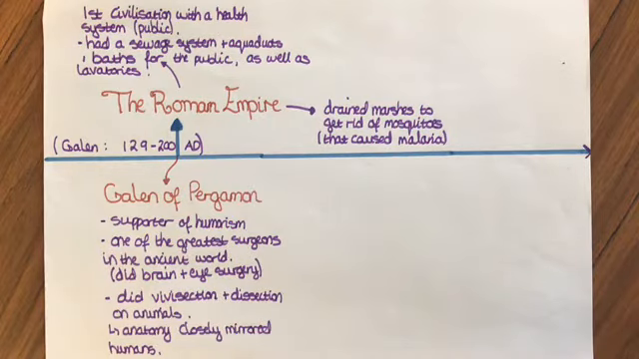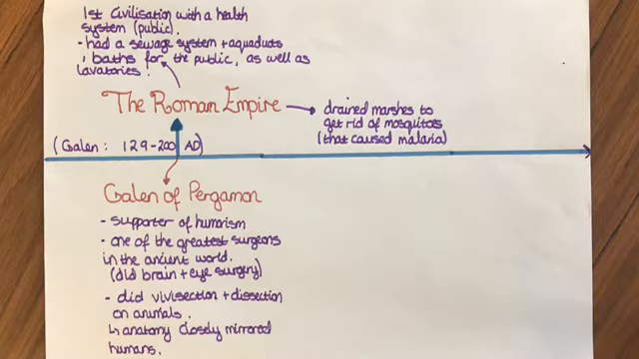Next was the Roman Empire. During this time, the first civilization with a health system was put in place, which had a sewage system and aqueducts. Also, they had baths for the public as well as lavatories. They drained marshes to get rid of mosquitoes that cause malaria.